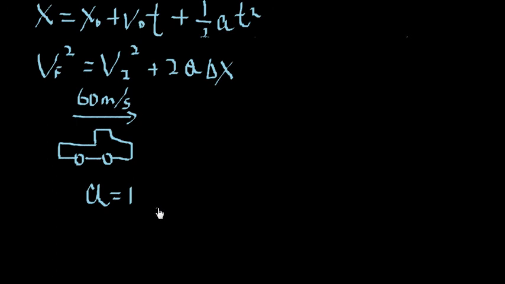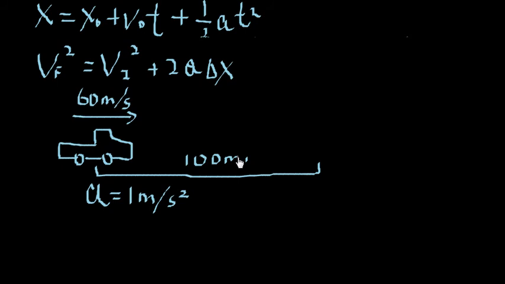So v initial is 60 meters per second, a is 1 meter per second squared, and delta x is 100 meters. So it's really easy to get v final. V final squared equals v initial squared, which is 3600, plus 2 times 1, times 100, which is 200, equals 3800. So v final equals the square root of 3,800. And whatever that is, just calculate it.